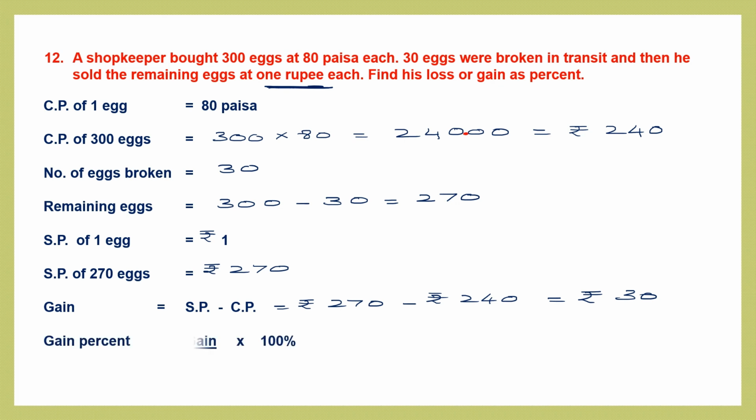Now we have to find the gain percent by using the formula gain divided by cost price into 100%. So gain is 30 rupees. And what is the cost price? The cost price is 240.